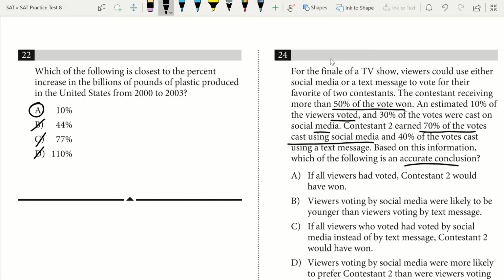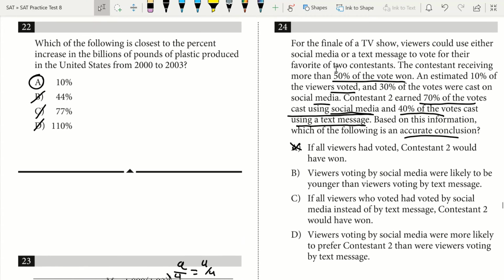All right, well, we're told the contestant receiving more than half the vote won. We're told an estimated 10% of the viewers voted. 30% were cast on social media. Contestant 2 earned 70% of the votes cast on social media and 40% of the votes cast using a text message. Okay, we don't know how many people voted by text or by social media though, so we can't say that, for A, if all viewers had voted, contestant 2 would have won. We don't know that, right? We can't make a statement on if all viewers had voted because we don't know what all viewers thought.